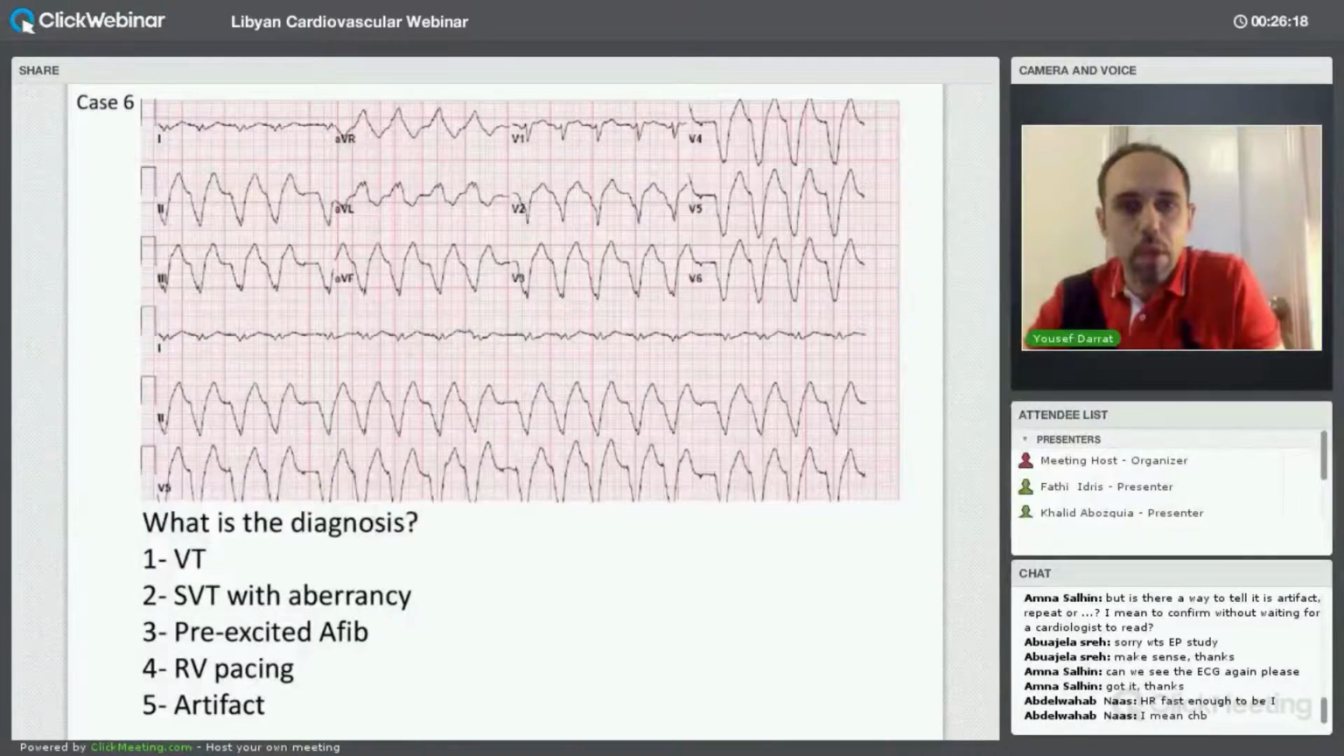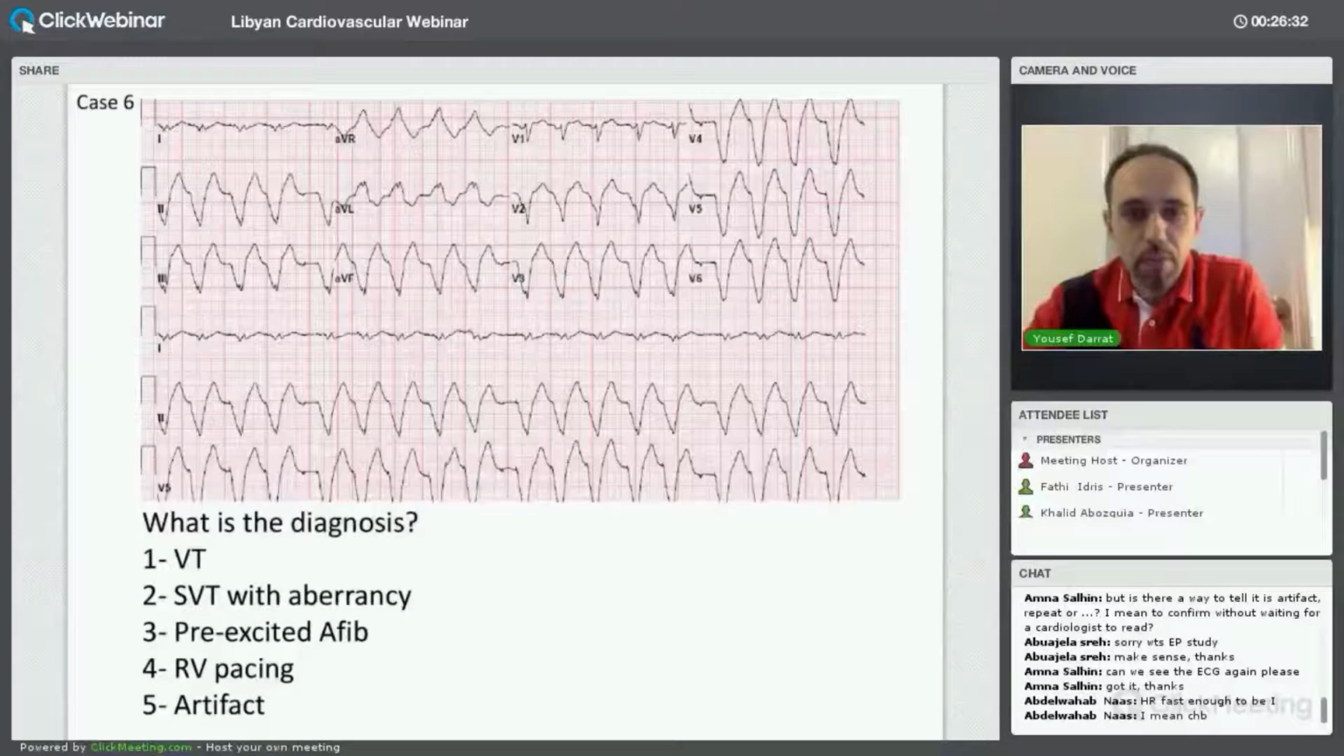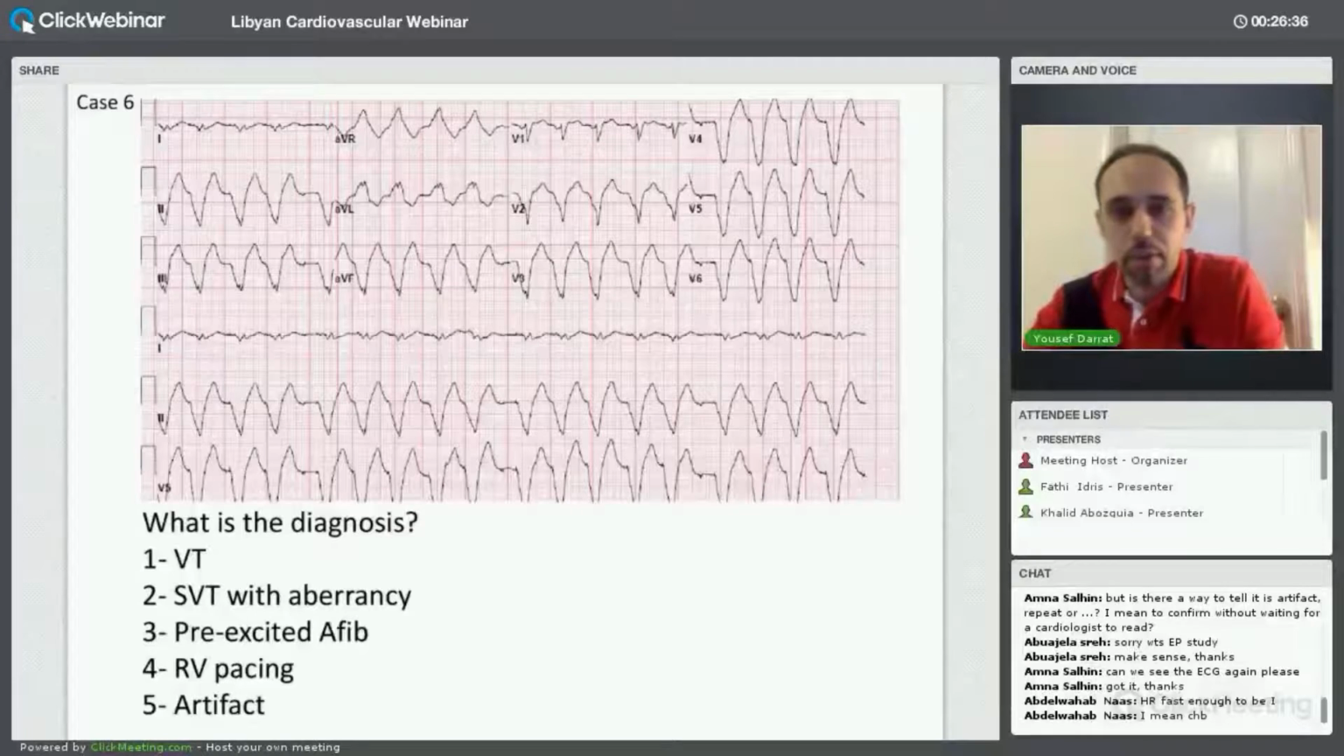Case 6. This is a patient with, as you can see, a wide complex arrhythmia. What's the diagnosis based on the EKG? Is this ventricular tachycardia? Is this SVT with aberrancy? Is this pre-excited AFib? Is this RV pacing, or simply artifact? Please take your time, look at the EKG, and then we'll go over that.